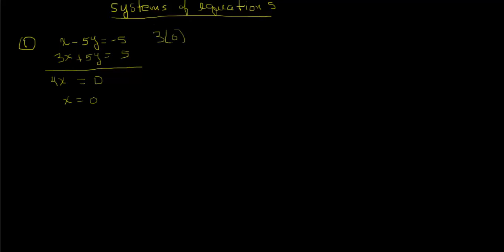3 times 0 plus 5y equals 5. As you can see, 3 times 0 is 0, and then 0 plus 5y equals 5. Now 0 doesn't add anything to this expression, so we can just write it as 5y equals 5, or 5 times 1 is 5, so y has to be 1. So here we have a nice solution, and the lines intersect at the point (0, 1). So this is a good problem to start with.